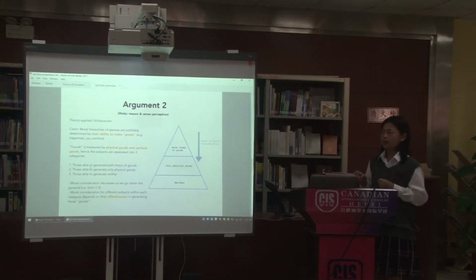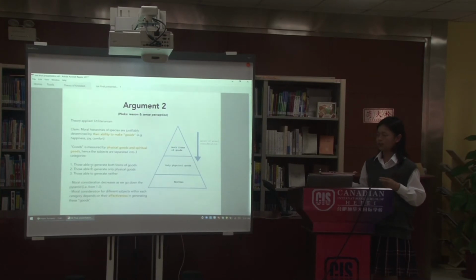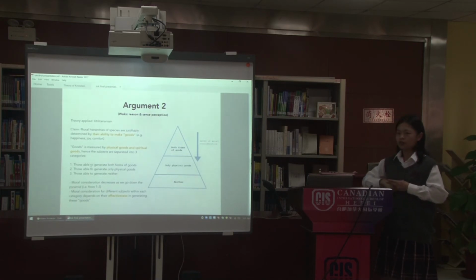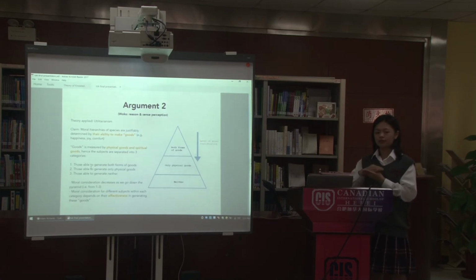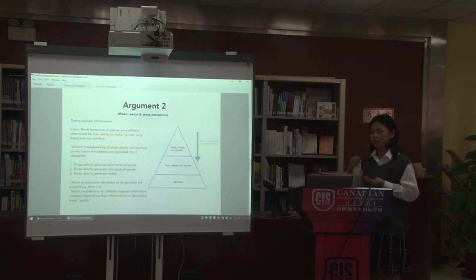Goods are defined as positive qualities like happiness, joy and comfort. In this case, they can be measured in two forms: physical goods and spiritual goods. Physical goods are things like physical comfort, by avoiding physical pain. Spiritual goods, for example, are when you're listening to music or reading a novel, you feel pleasure that is not manifested on a physical level, but on a spiritual level.